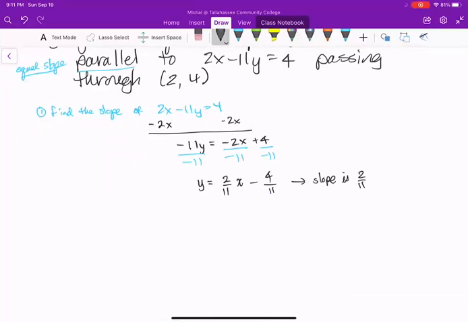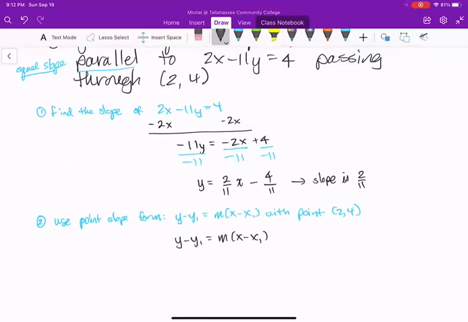Our next step, once we have the slope, is to use the point-slope form, because now we have a slope and we have a point, to find the equation of the line. So we're going to use point-slope form: y minus y1 equals the slope times x minus x1, with the point (2, 4). Right? So I'm going to write down my formula: y minus y1 equals the slope times x minus x1.